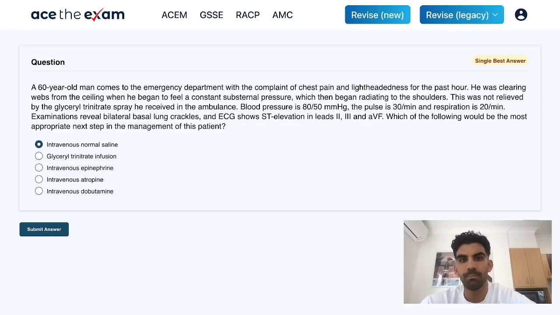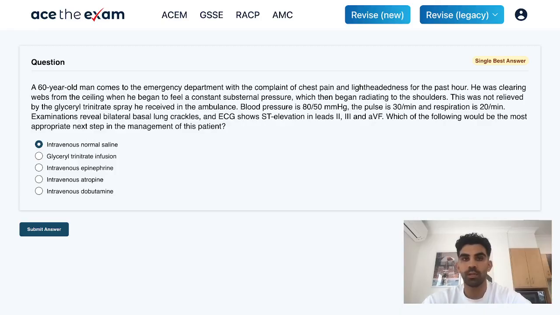So first of all, we need to realize what the ECG is showing. This is ST elevation in 2, 3 and aVF, which means we have an inferior wall MI. This is usually due to a right coronary artery occlusion. Remember that the right coronary artery supplies the AV node and the SA node. So this commonly explains why inferior MIs can cause bradycardia.